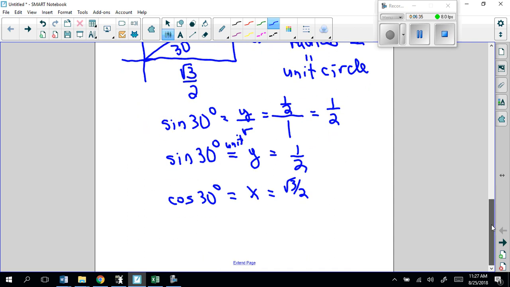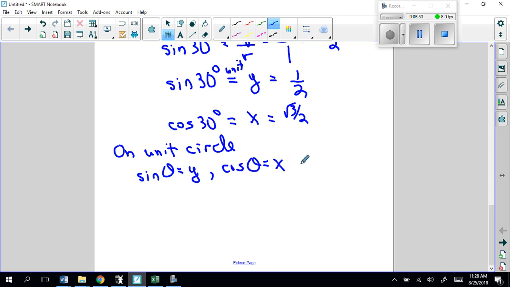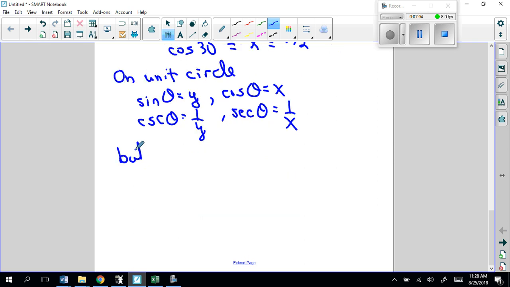See, what happens if you're on a unit circle, 4 of the 6 formulas are now simplified. So on the unit circle, sine theta will be a y value, cosine theta will be an x value, cosecant theta will be a reciprocal of y, and secant theta will be a reciprocal of x. But tangent is still y over x, and it's not simpler than it was before. And cotangent of theta is x over y, and it's just as bad as it was before.